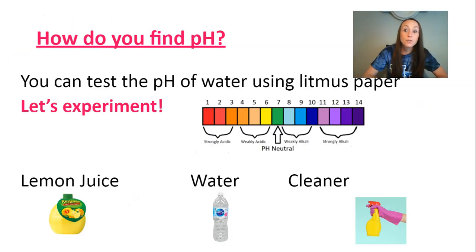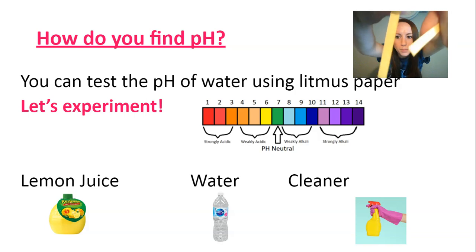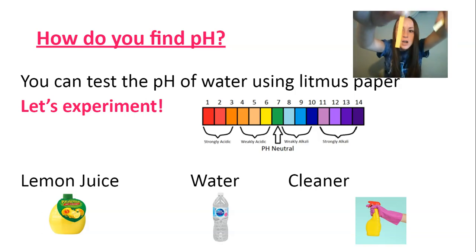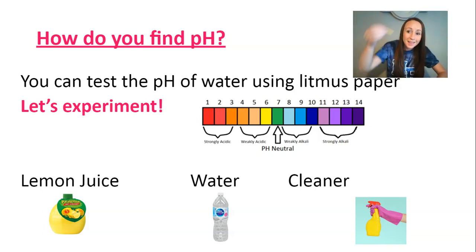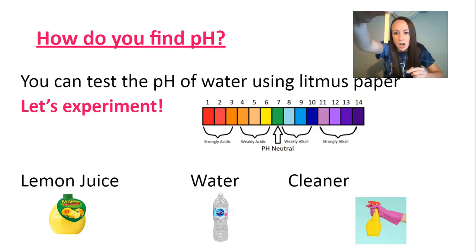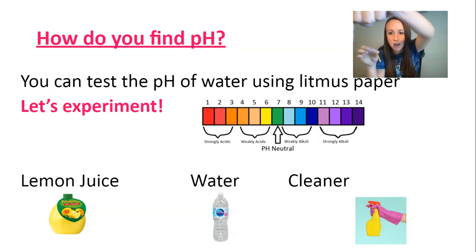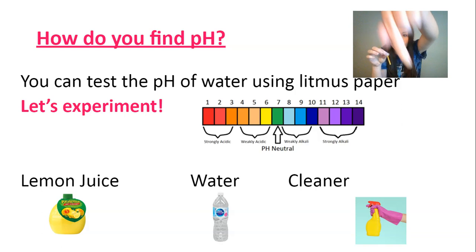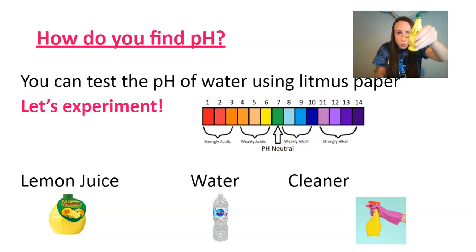All right, how do you find the pH? So we have what's called litmus paper, a litmus test. They look like these little strips of paper. What you do is you dip them in the substance, or touch it to the substance, and this litmus paper will change color. They'll change to the color of one of the numbers on our pH scale below. So let's do some together. Let's test the acidity of lemon juice.